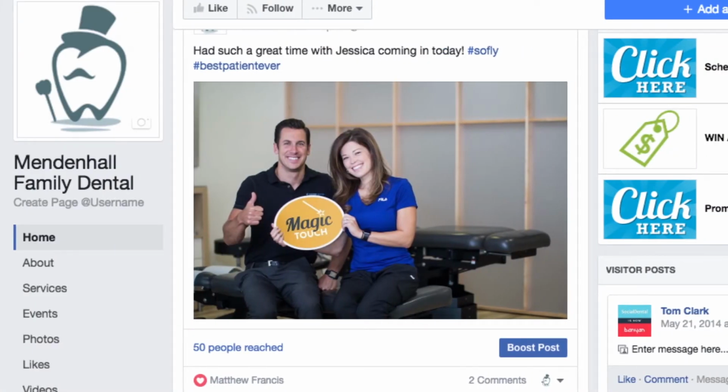We suggest creating unique standardized hashtags for your practice, such as the name of your practice, so that all of your social content can be found in the same place, including content uploaded by your patients if they use your hashtags. Using hashtags can also connect your content to a broader social conversation online.